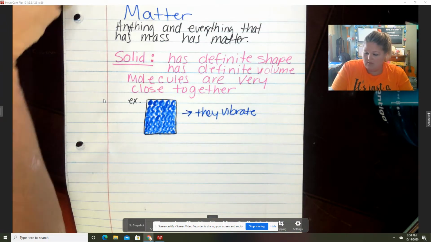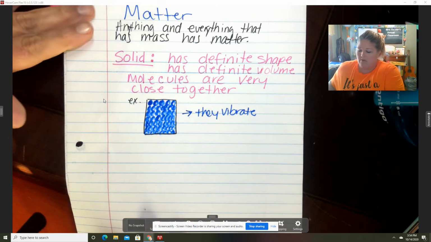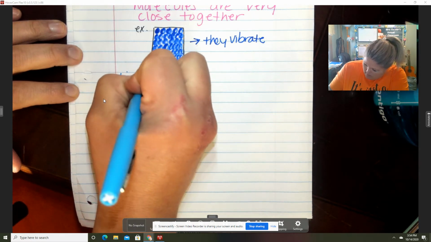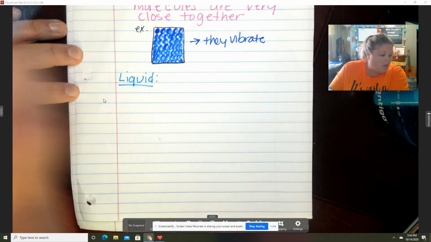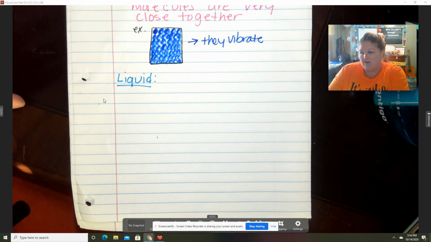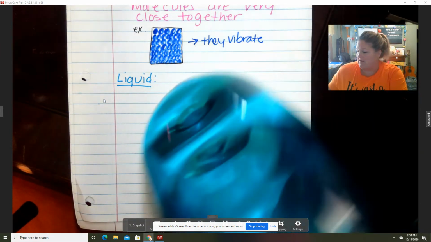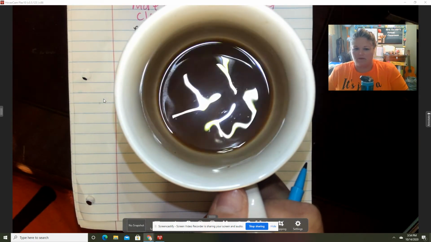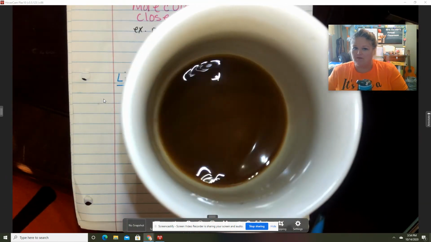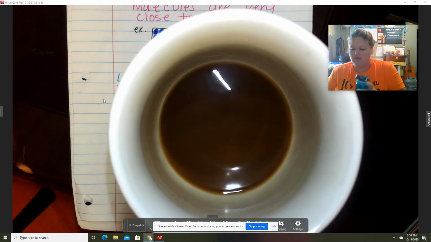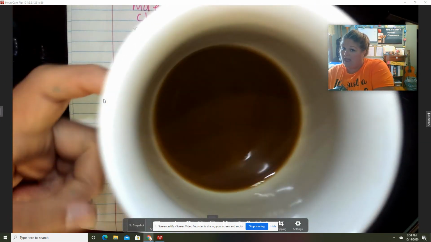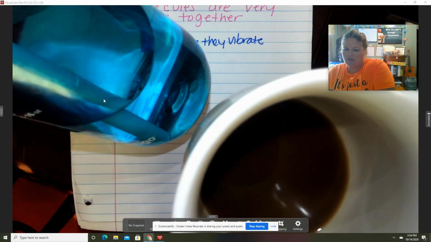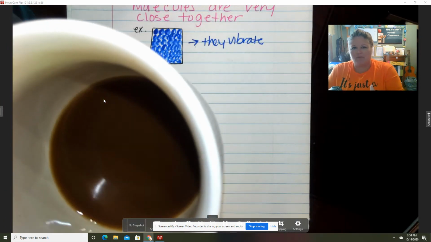Liquid. A liquid doesn't have a definite shape, but it has a definite volume. I have a little bit of coffee left in there, which is very sad. It has the same volume, but if I poured it in here, it would have a different shape.